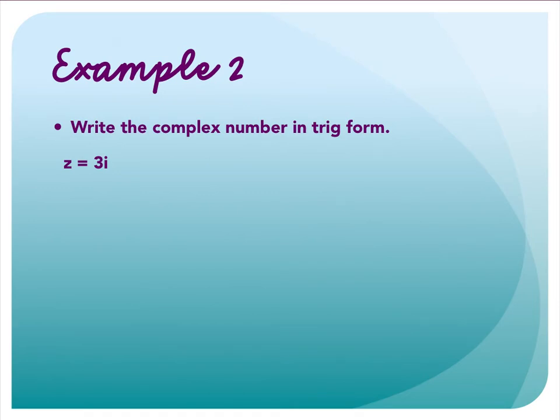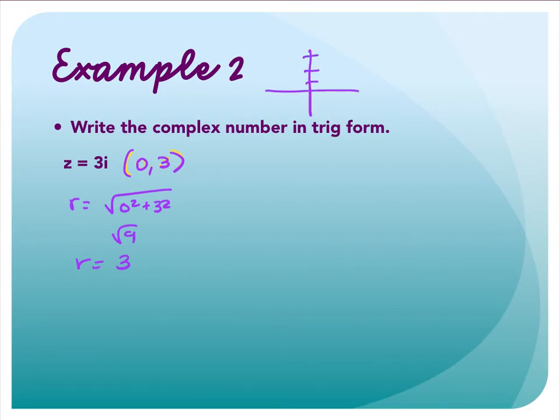All right, so this says write the complex number in trig form. The first thing I'm going to do is convert this into a, b, right? So coordinate points. If it's 3i, what's my coordinate point? 0, 3. Remember, the i always comes second. So my radius is the square root of 0 squared plus 3 squared, or the square root of 9, which goes back to 3, which should make sense if I only go 0, 3. My point is here. It would be a straight vertical line to the origin, which would be 3.